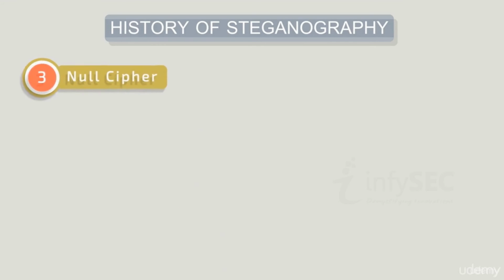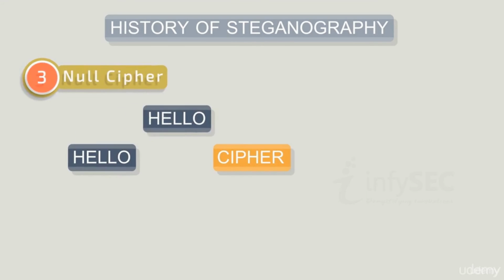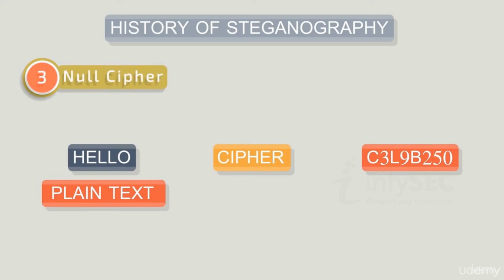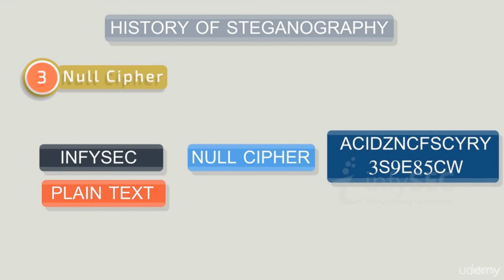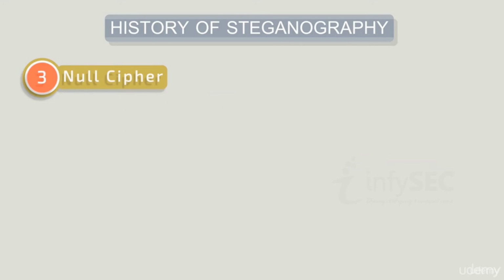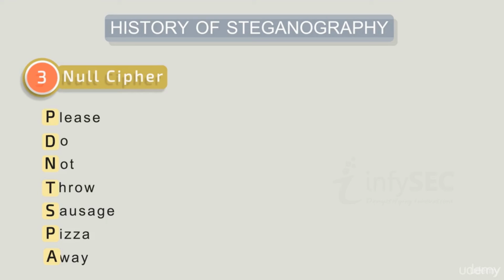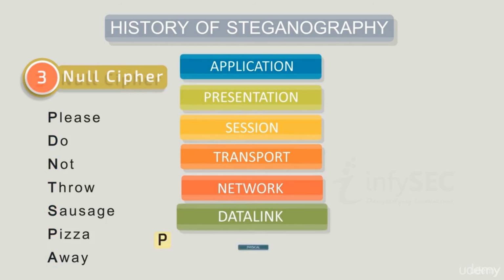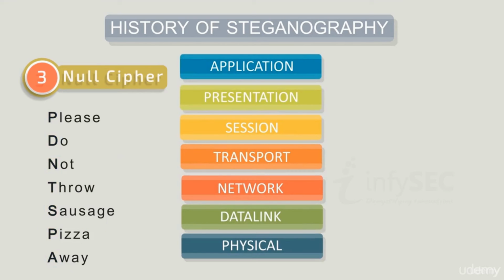Next came the null cipher. A cipher, as already seen, is a method of encrypting text. Null cipher refers to a method of encryption where the plain text is mixed with the actual message. For example, in this sentence, "Please do not throw sausage pizza away." When the first letters alone are taken into consideration, it gives the first letters of the 7 layers of the OSI model. This is known as null cipher.